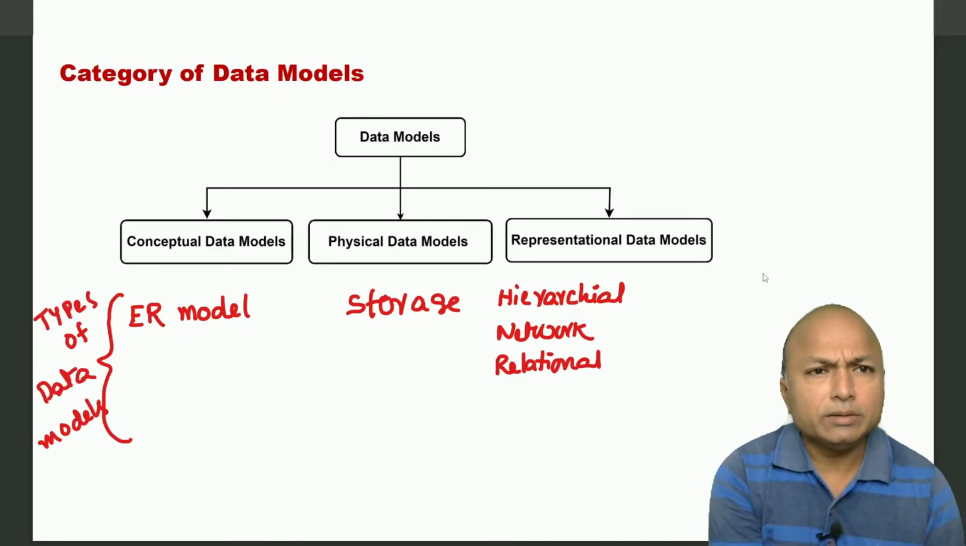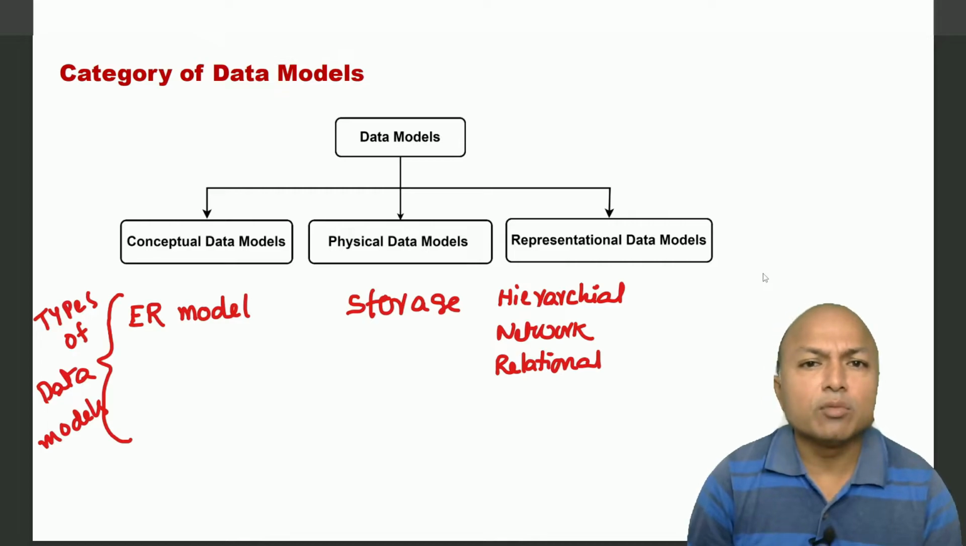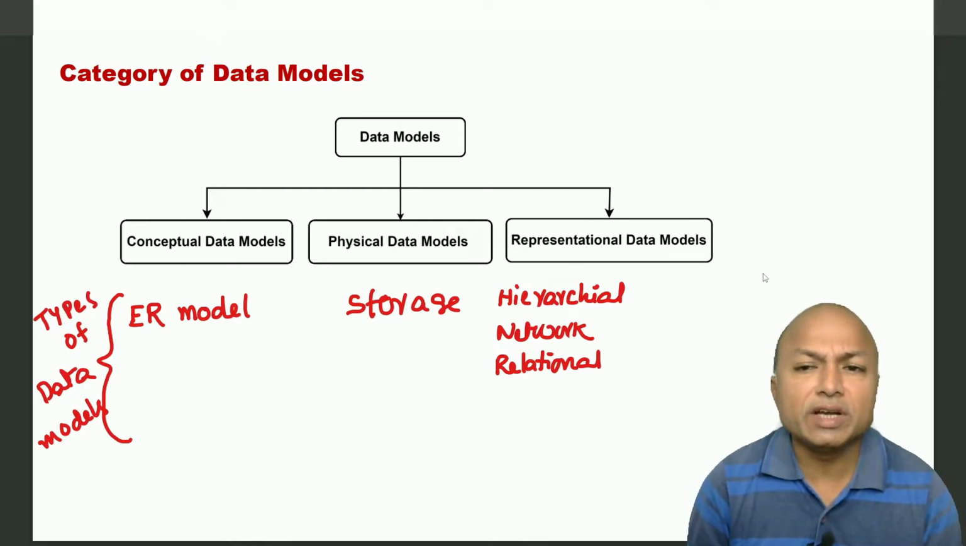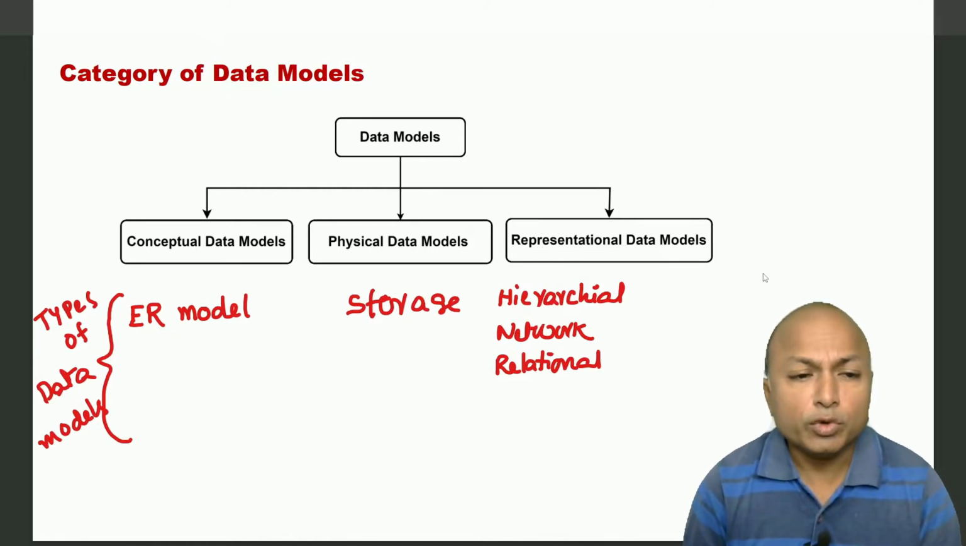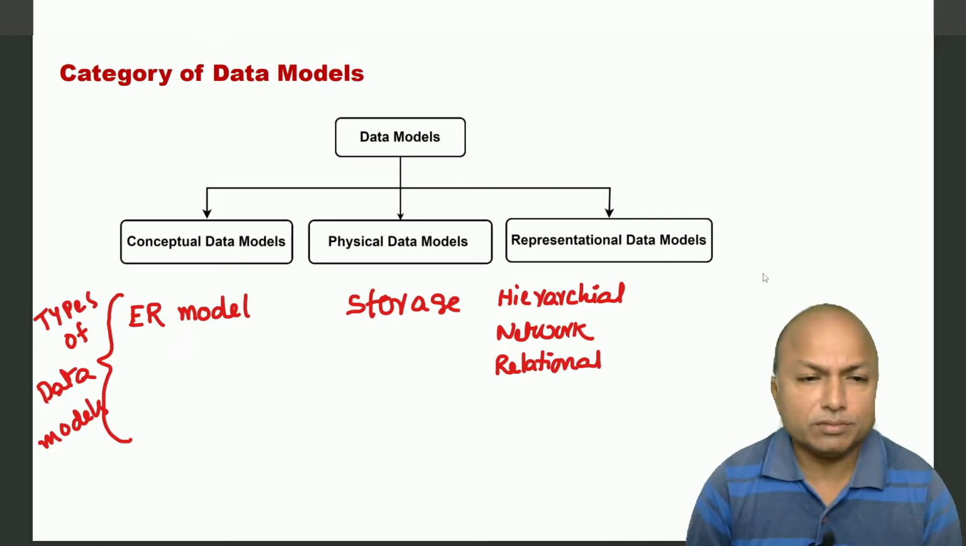Now we understood that we have three categories of data models: conceptual data models, physical data models, and representational data models. ER model belongs to conceptual data models, whereas physical data models tell us about the storage details. The hierarchical, network and relational models belong to representational data models. All these we can say are the types of data models. Now we will discuss each and every data model in detail.